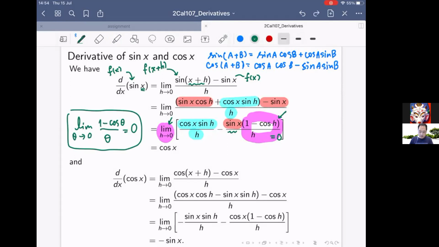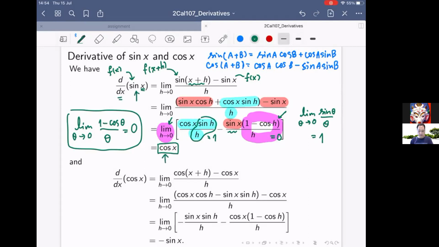Look at this term carefully again. We have sine h over h, right? We also know that this limit, sine theta over theta, is 1. So this one becomes 1. So everything collapses and then it goes back to cosine itself. So the derivative of the sine function becomes a positive cosine.